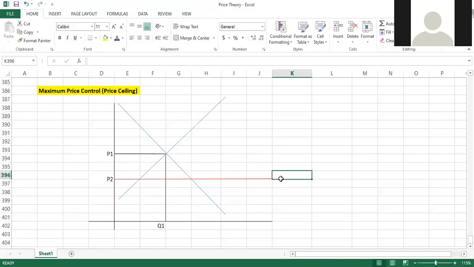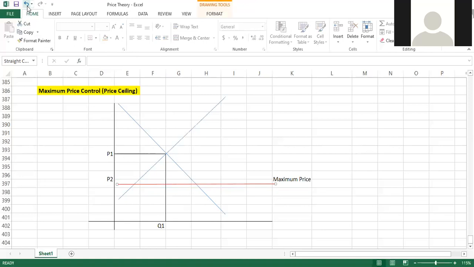Right, because this is the maximum price set by the government. As soon as the maximum price is determined by the government, what will happen? Immediately there will be a shortage in the market.